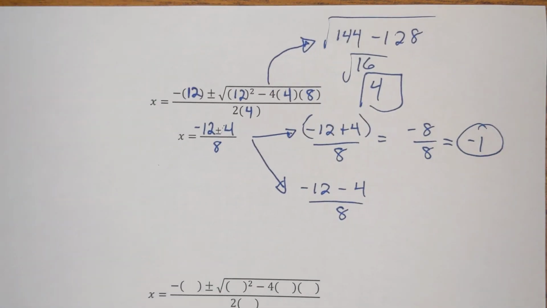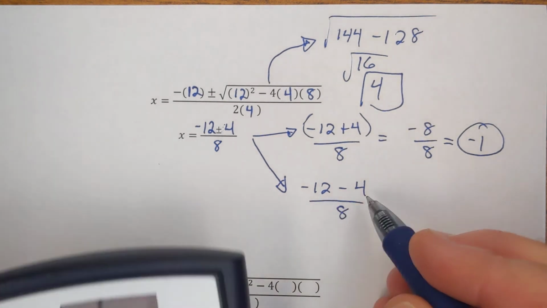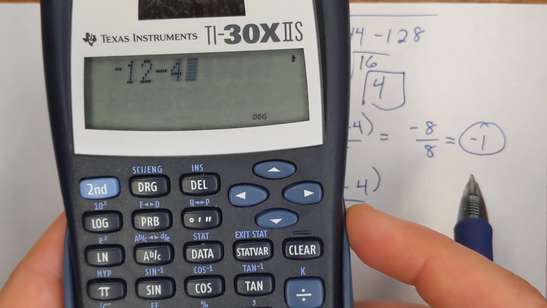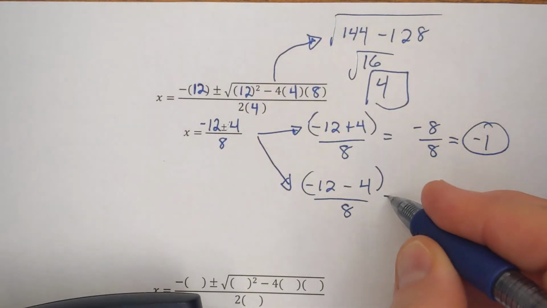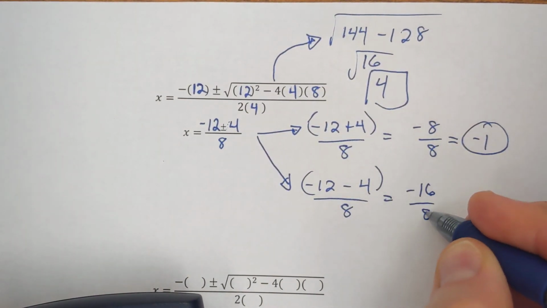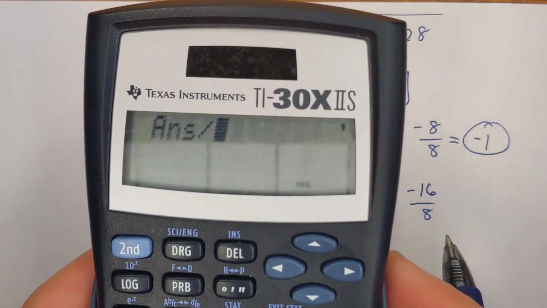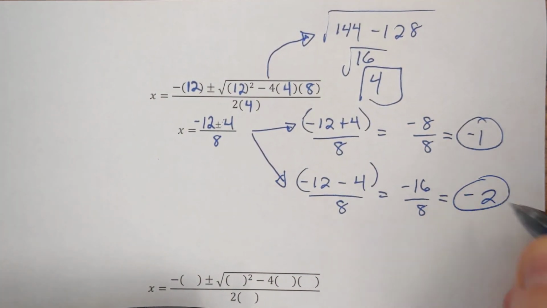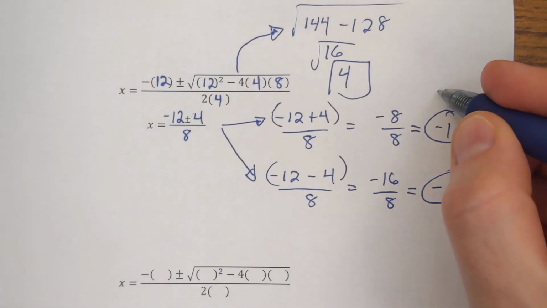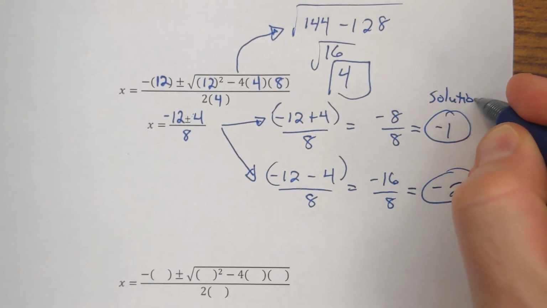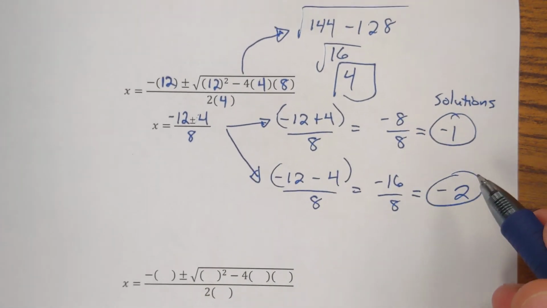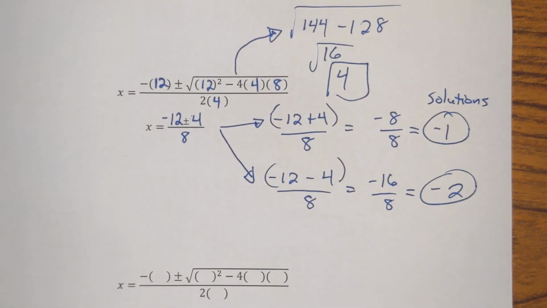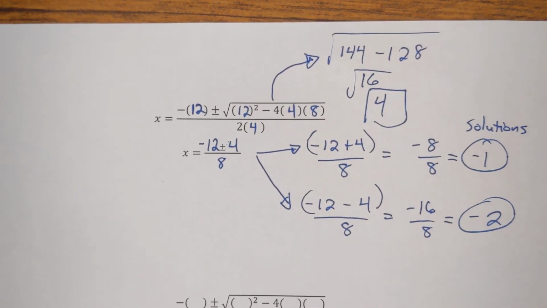But my first solution is negative 1. Likewise, down here, I need to subtract negative 12 minus 4 first before I divide by 8. The solution comes out to negative 2. So here are my solutions. My solutions are given directly here. Solution number 1 is negative 1. Solution number 2 is negative 2.